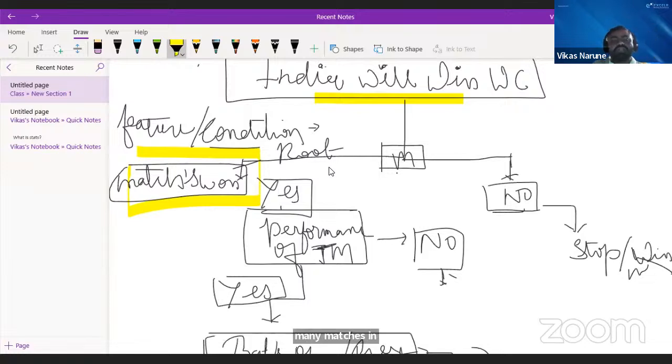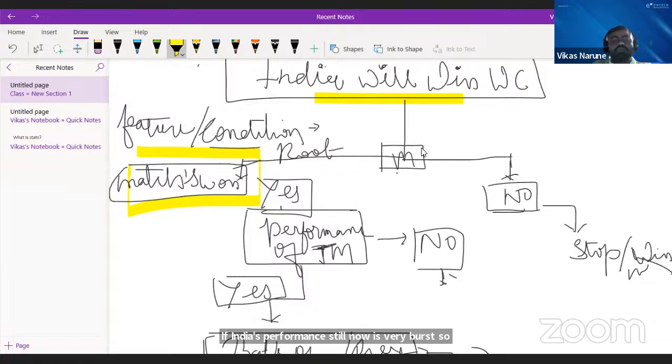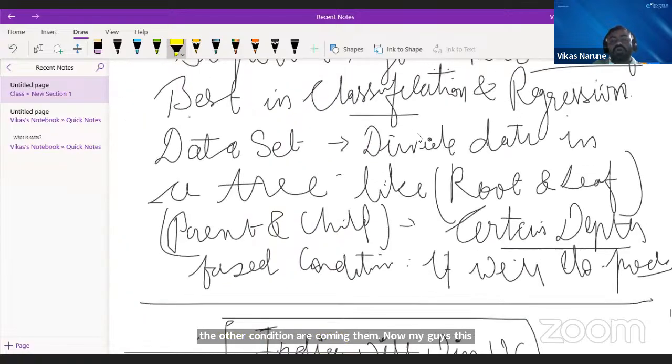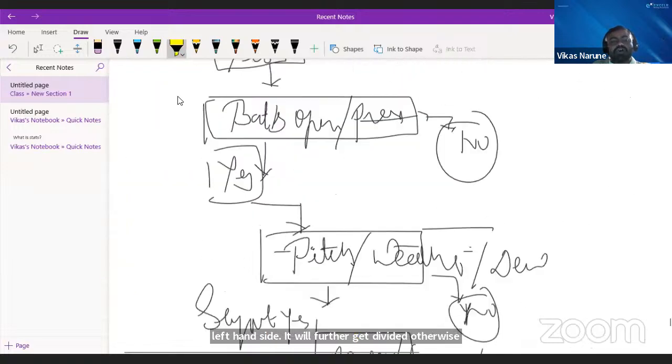If India's performance till now is very bad, we're not going forward. No one would have expected that India will win the World Cup this time. Since India has played so well so far, we have very, very high expectations, and then all the other conditions come up. Now, guys, this is how the decision tree is going to go, and this is what I spoke about: it is going to divide the data in a tree-like structure based on certain yes or no conditions, and on the yes side it will further get divided. Otherwise, we can stop, or we can keep on dividing until a certain depth.